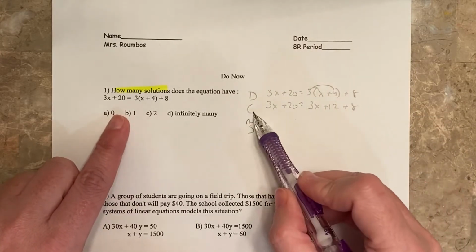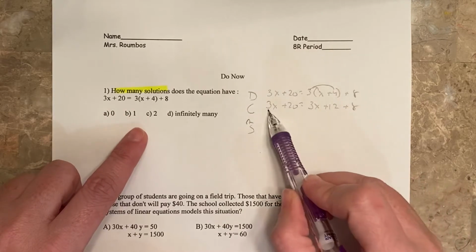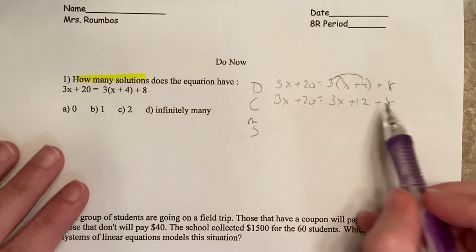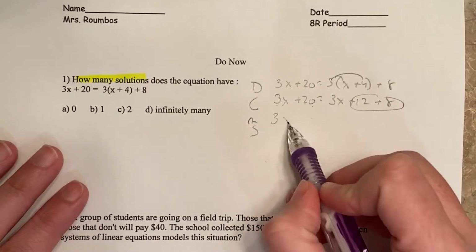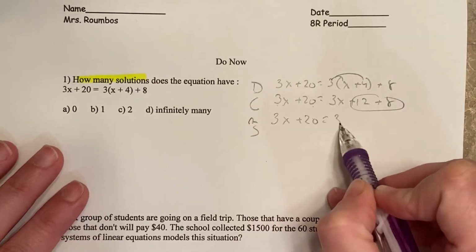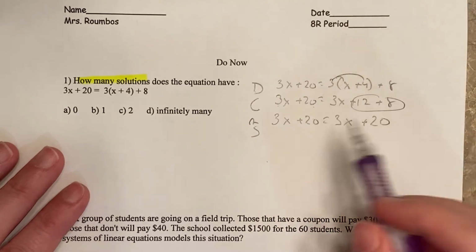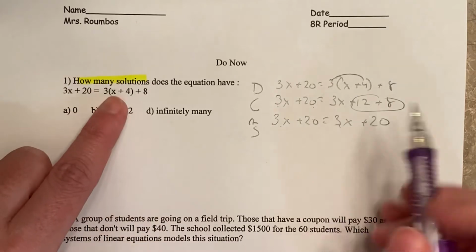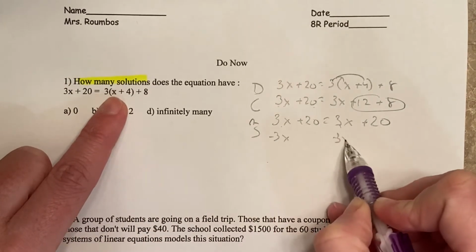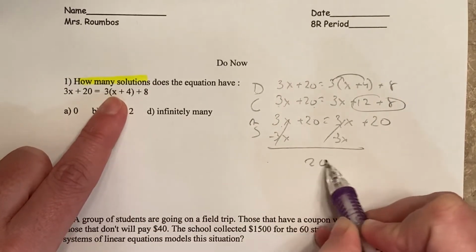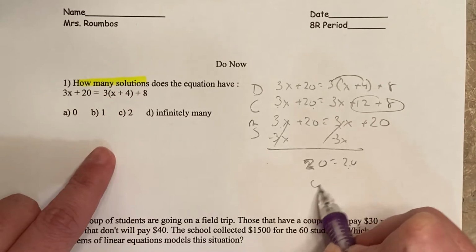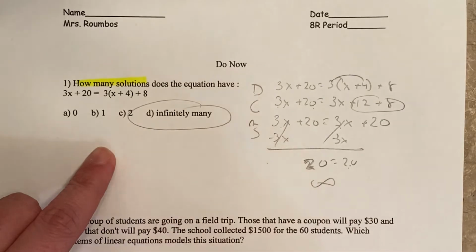Remember, your C means to combine. So you can combine like terms, or there's no like terms to combine on this side. And on this side, you can combine your two constants. So that's 3x plus 20 equals 3x plus 20. Remember, you have to move the variables first when you're doing counting solutions. You have to, because you can't compare unknowns in math. You can only compare your constants. Okay, these are constants. So see, they're exactly the same, and that's going to be infinitely many.